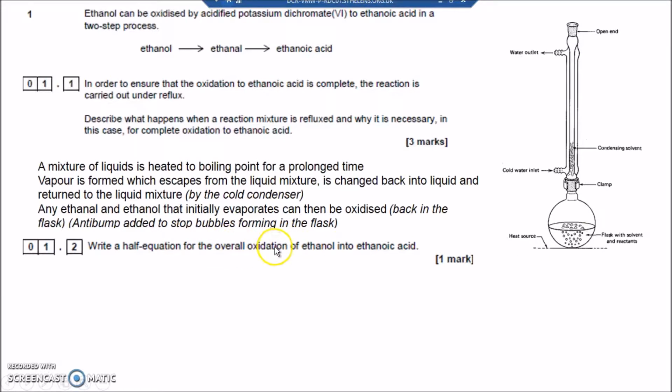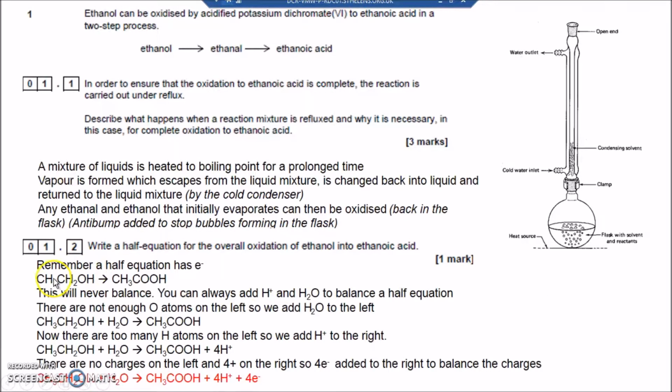Write an equation for the overall oxidation of ethanol into ethanoic acid. So remember, a half equation always involves electrons. If I've got ethanol and ethanoic acid, it's never going to balance. If you look for a start, there's two O's on the right hand side and one on the left. You can always add H plus and H2O to any half equation to get it to balance. So clearly we need an extra O on the left hand side, so the only option of these two, H plus and H2O, is an H2O that's got an O.